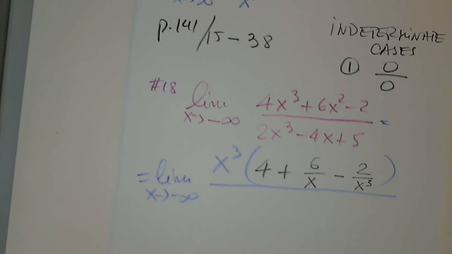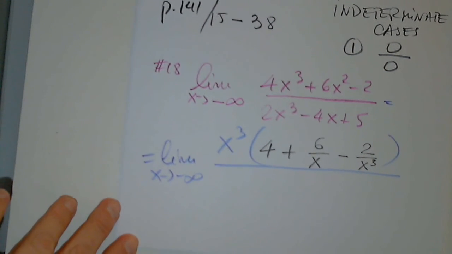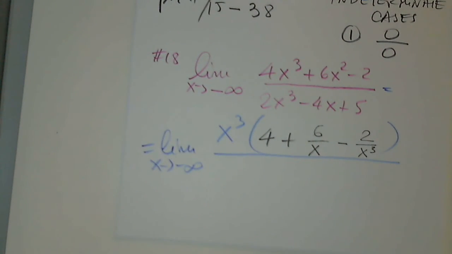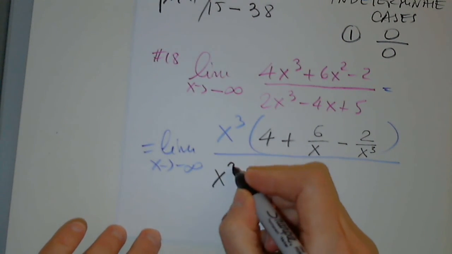Great job. We repeat the same process for the denominator. What is the degree of the denominator? It's not connected to the numerator, so you do not connect them. If the degree is 4, I take out x to the 4th. If the degree is 3, I take out x to the 3rd. So what do I take out? 3. Very good. x to the 3rd.